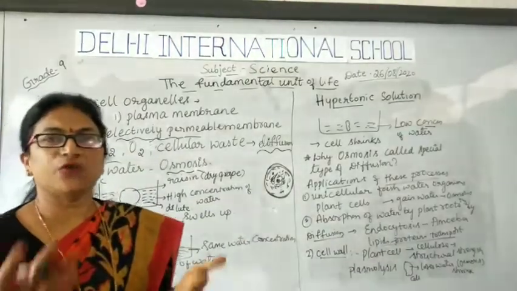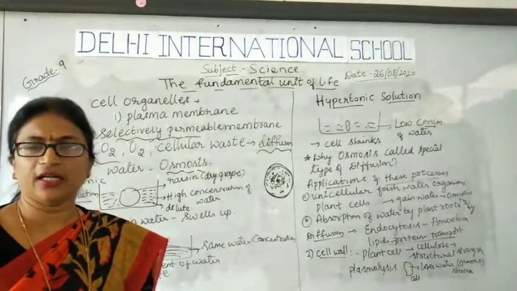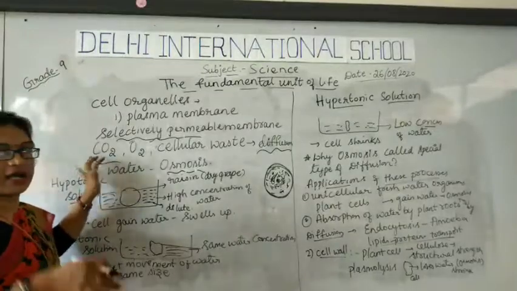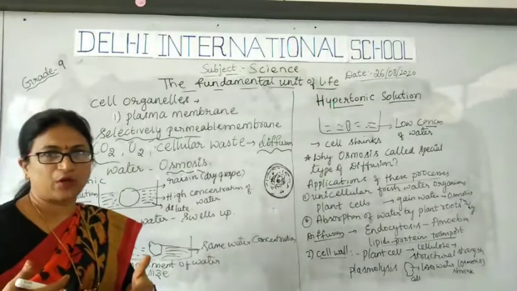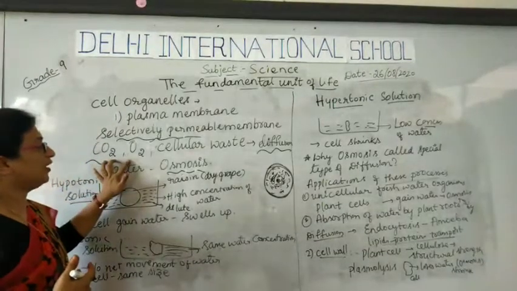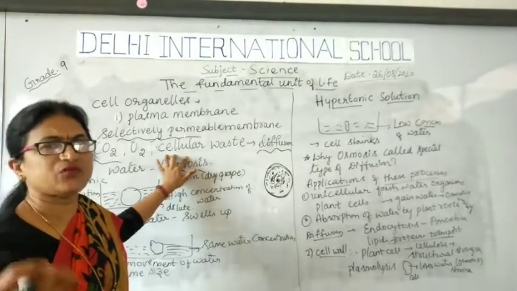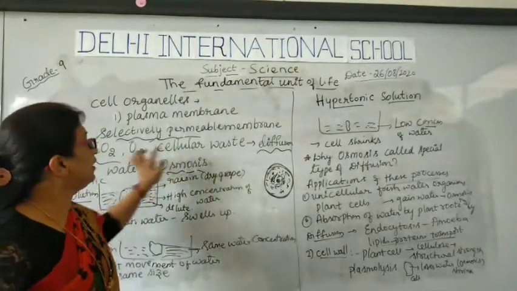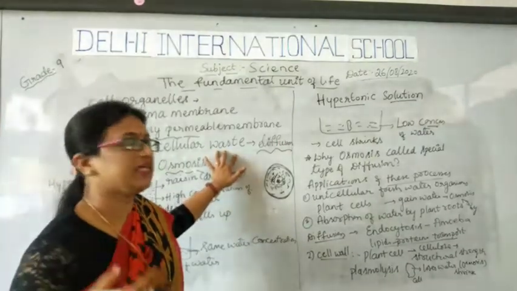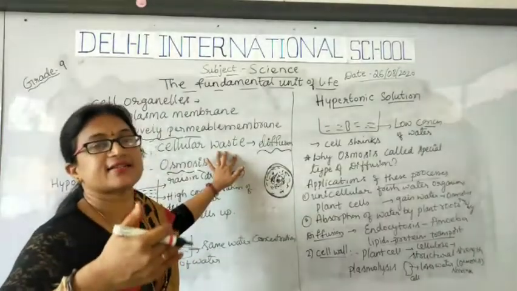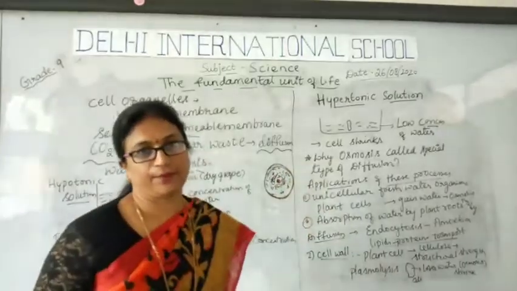We know that in plants photosynthesis has to be carried out. For that carbon dioxide is needed, isn't it? So carbon dioxide gas enters inside the cell and oxygen comes out of the cell after the photosynthesis process. Also the cellular waste: after carrying out all these processes, some waste will be removed. The exchange of these gases and waste in and out of the cell happens by the process called diffusion.